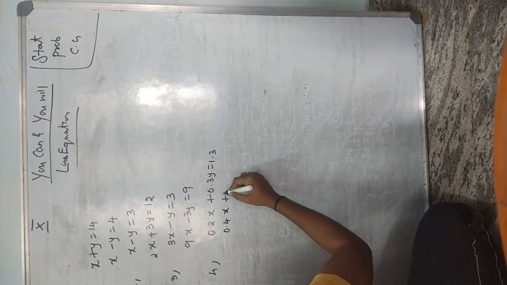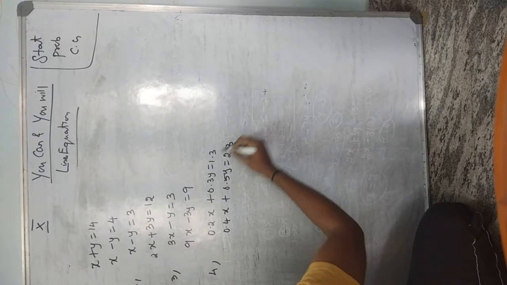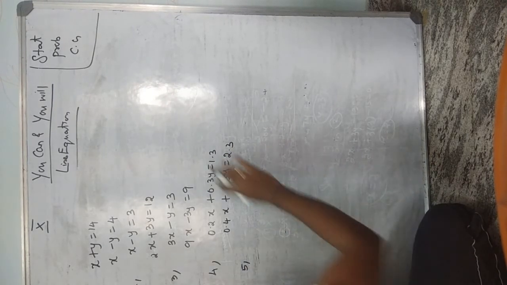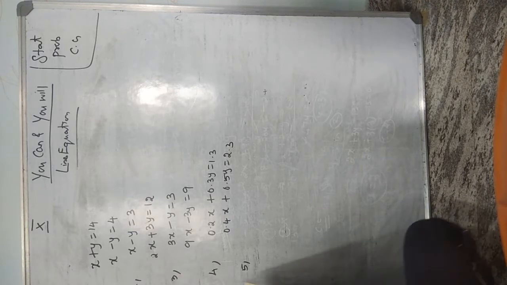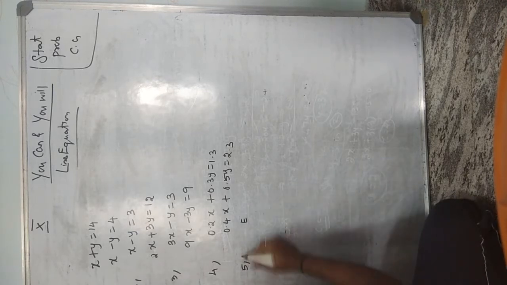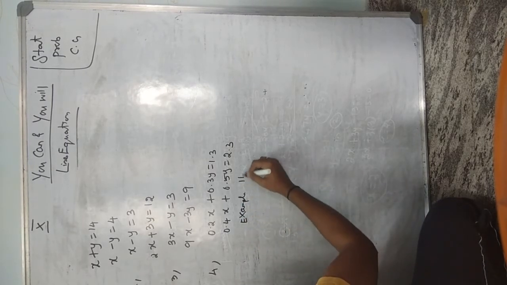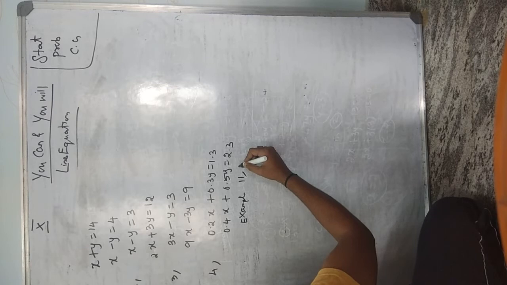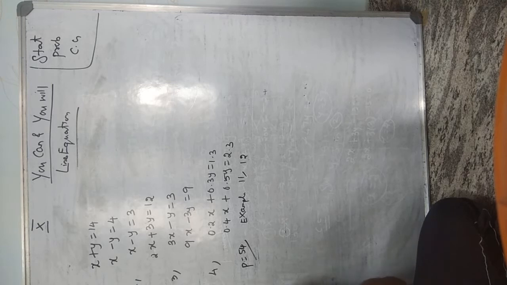For the fourth sum, multiply both sides by 10. Then it will be easy to find out. No need to go for decimals. Multiply both sides by 10. Example 11, 12.